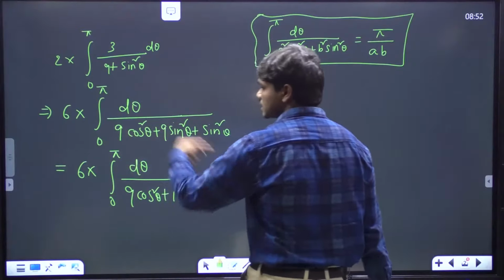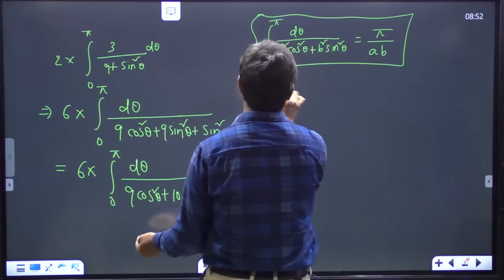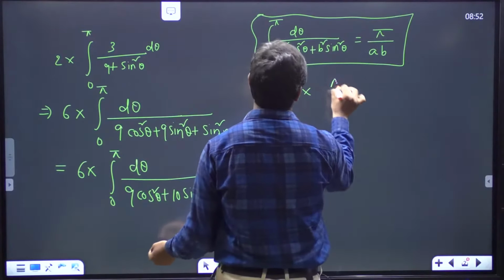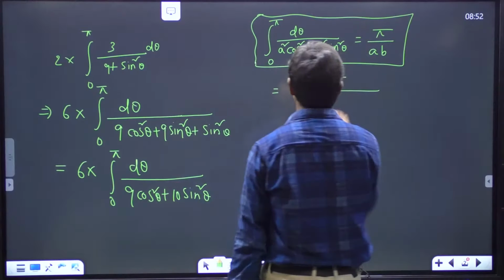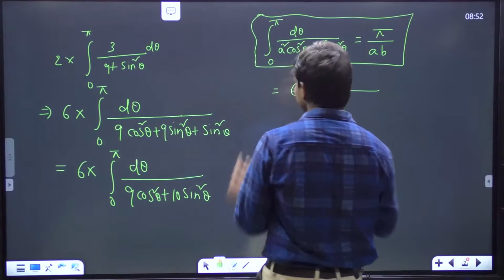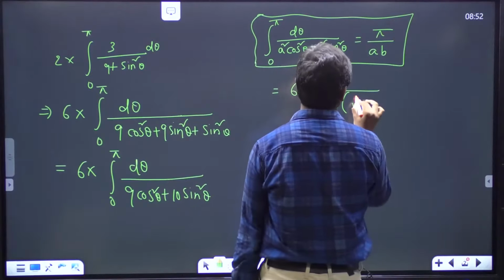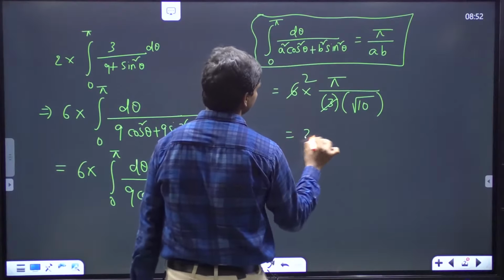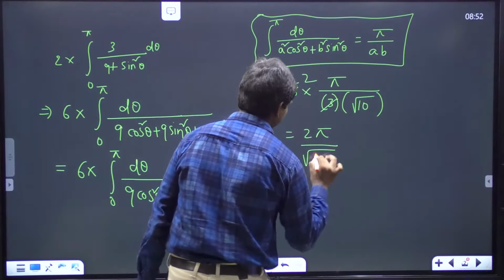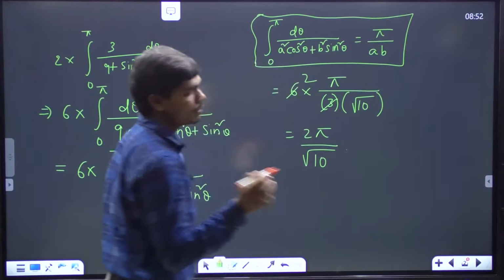So the answer for this particular integral is 6 into pi divided by, now what is a? If you compare, a square value is 9, so a value is 3. If you compare, b square value is 10, so b value is root 10. Okay, so if you simplify now, we have 2 pi by root 10 as the answer for this, which is option A.